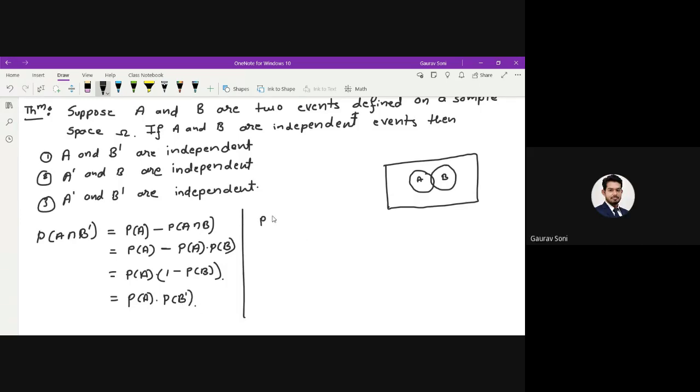Similarly, you can prove the probability of A complement intersection B as probability of A complement times probability of B. I'll leave this as an exercise. Probability of A complement intersection B complement. Yes, tell me.